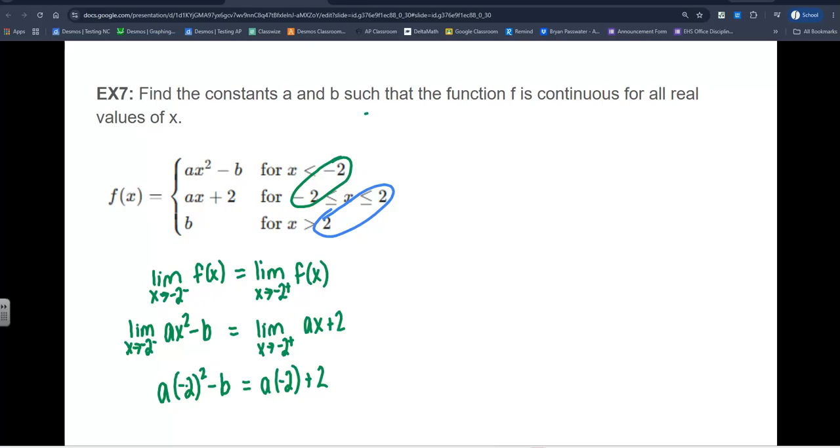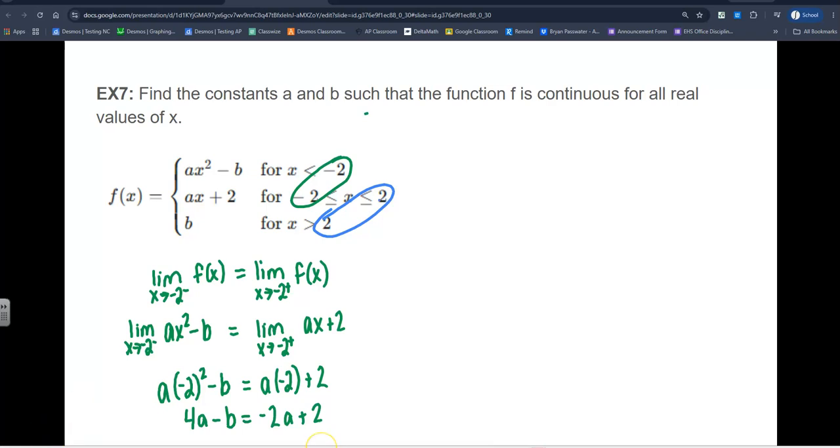I could simplify a little bit. -2 squared is 4, so that's going to be 4a minus b equals -2a plus 2. Can I solve that equation and get a number for my answer? I cannot, because I have an a and a b. I can't solve an equation that has two variables in it. I'm kind of stuck right here. I'm going to abandon this and go to +2, and maybe we'll have some luck over there.